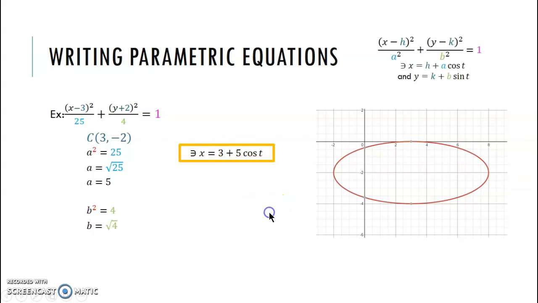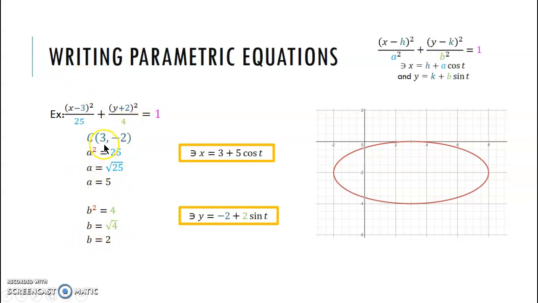And then we go through with the b, and we have the square root of 4, which makes b 2. And then we have that our k is negative 2. So that means we're going to have negative 2 plus 2 sine of t. Okay, so we'll have 2 from the b, the negative 2 from the k itself. Okay, and again, these are our radii, right? Our horizontal and our vertical.